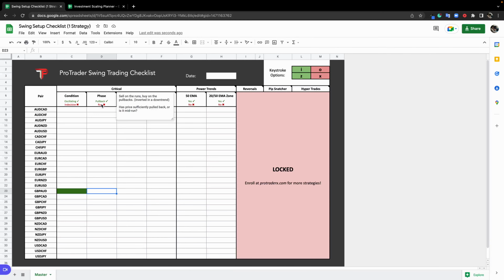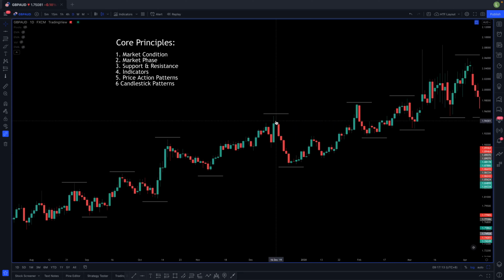Now the next is phase. Are we currently in the run or the pullback? So sell on the runs, buy on the pullbacks. Inverted in a downtrend, of course. Has price sufficiently pulled back, or is it mid-run? So here, for example, has this sufficiently pulled back? This one was a little bit challenging to tell because it didn't pull too far back. Now there are other indicators that you can use which will help, like Fibonacci retracement, where if it's pulled back to 0.382 or 0.5, which is like the red line, the purple line, that can indicate that the pullback is sufficient.